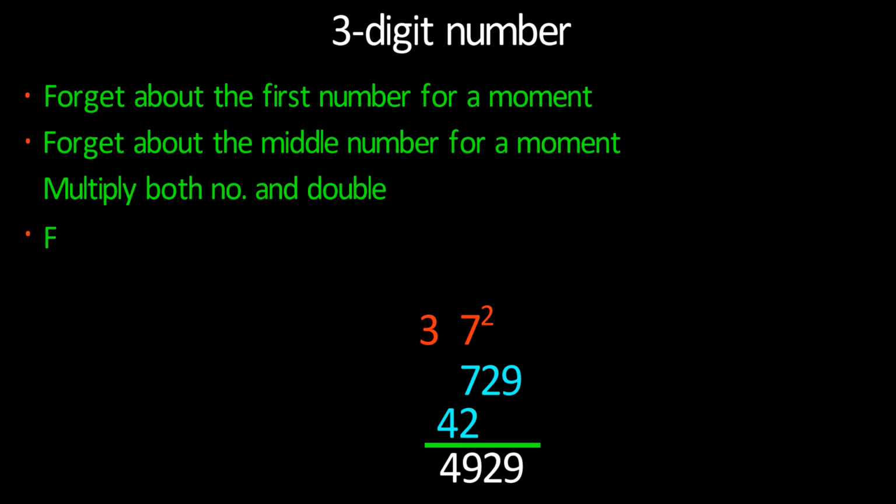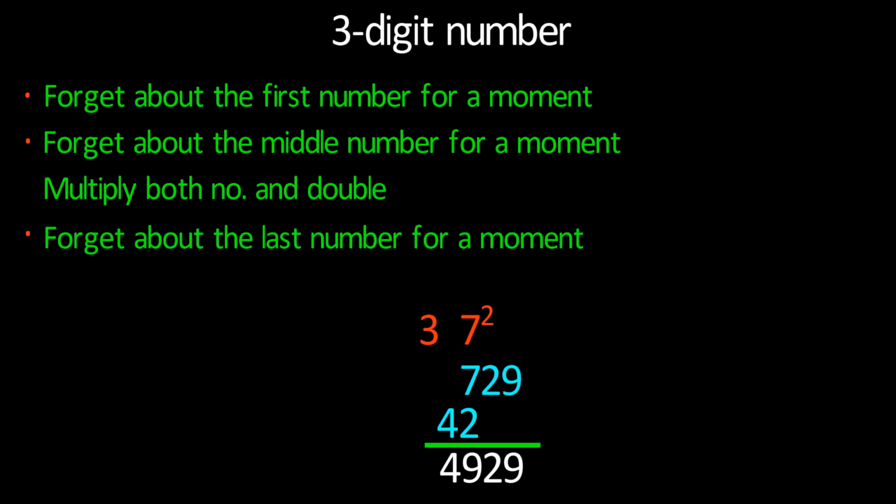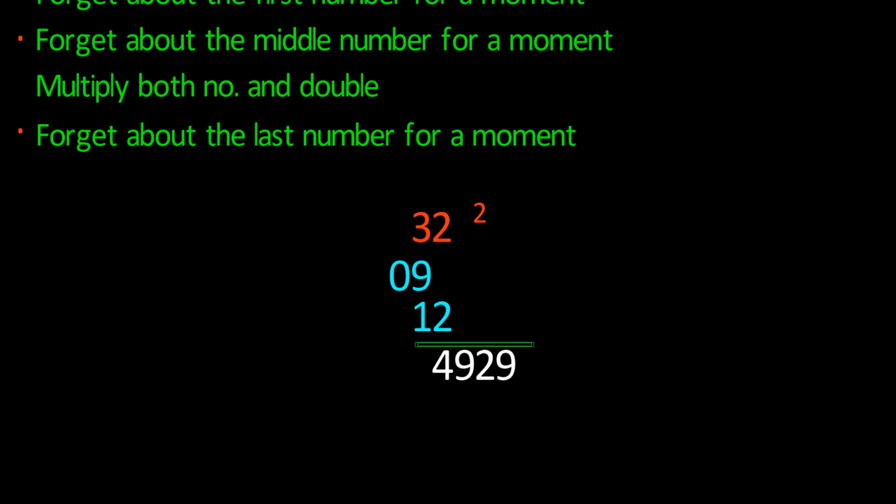Now third step, forget about the last digit for a moment. So we have 3 and 2. Now square the first digit. Also multiply both digits and double, we get 3 times 2 is 6 and its double is 12. Now after adding we get our answer, which is 106929.